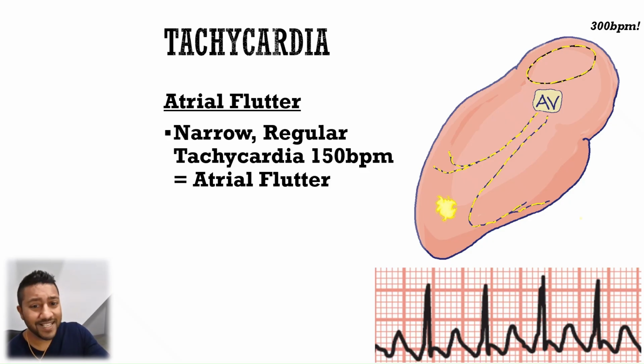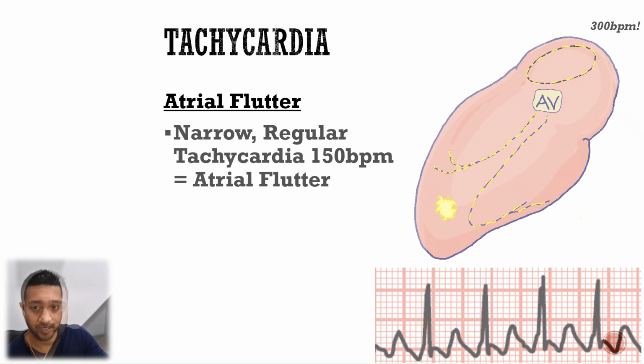Now it's pretty easy to see those classic flutter waves or sawtooth waves of atrial flutter when you have a 3-to-1 or a 4-to-1 pattern, because there are many more flutter waves that you can actually see. Meanwhile, when you have a 2-to-1 pattern, the flutter wave kind of melds in with the T wave, and it can make it a little bit more difficult to see what you're dealing with.